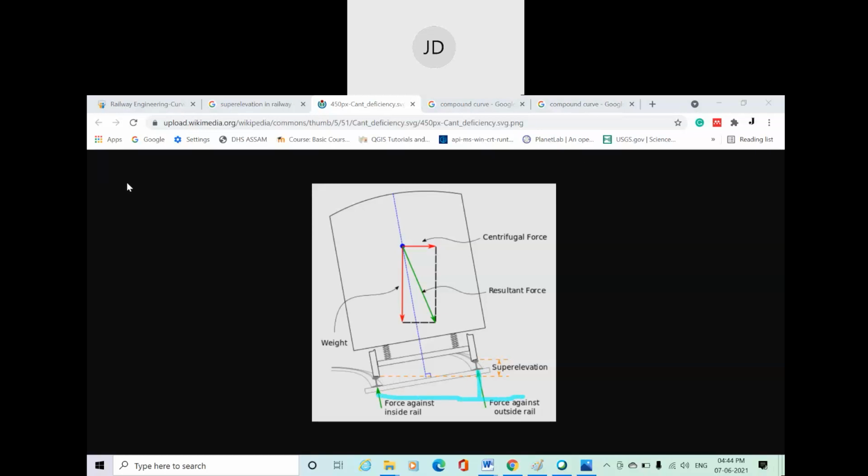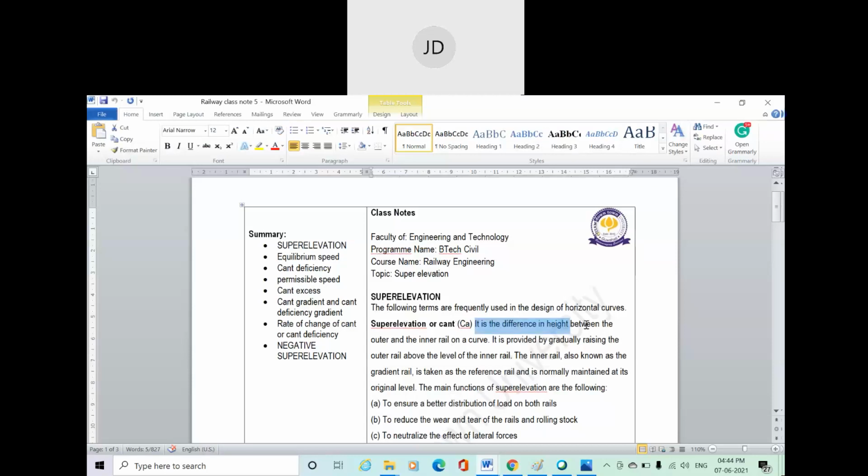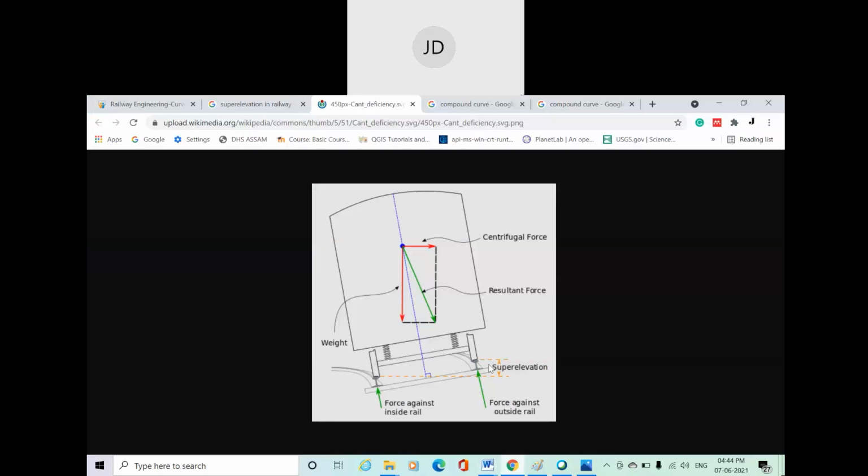Here you can see the super elevation amount, this orange color line. This is your super elevation. By definition, what is super elevation? Super elevation is the difference in height between the outer rail and inner rail on a curve. It is provided by gradually raising the outer rail above the level of the inner rail. Super elevation is defined as the amount or elevation or height by which the outer rail is raised with respect to the inner rail.